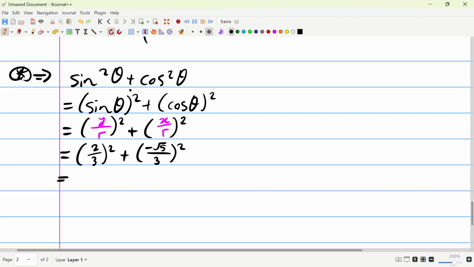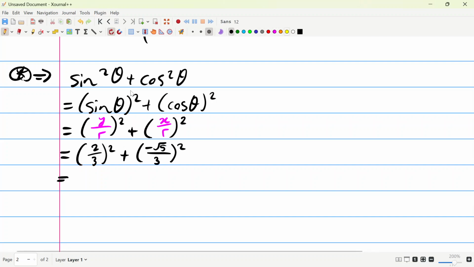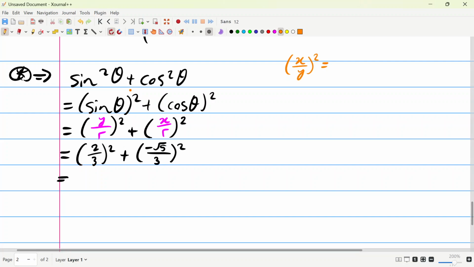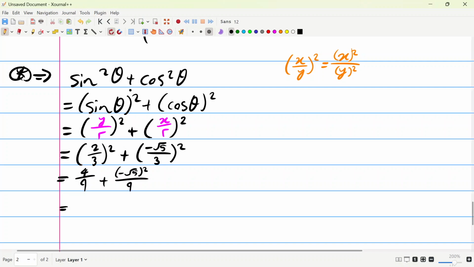Over here, we can use the properties of squares with fractions. We know that x over y, squared, is the same as x squared over y squared, because the square goes into both the numerator and the denominator. So the square will go into the 2, which gives us 4, and the square will go into the 3, which gives us 9, plus the square will go into the entirety of negative root 5, and the square will go into 3, which is 9. And then we just simplify here.